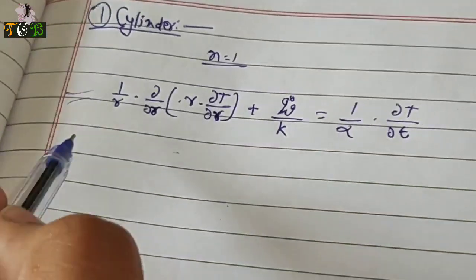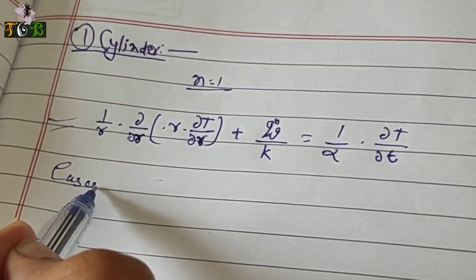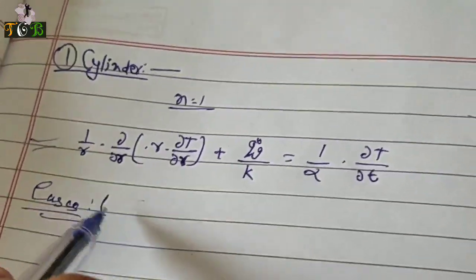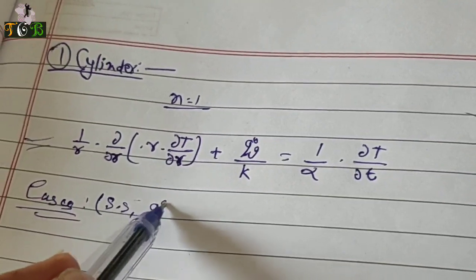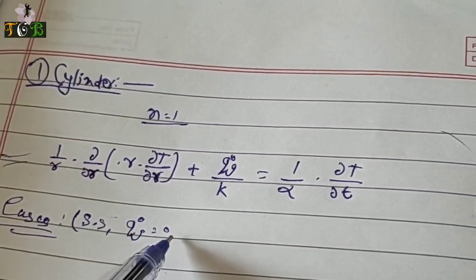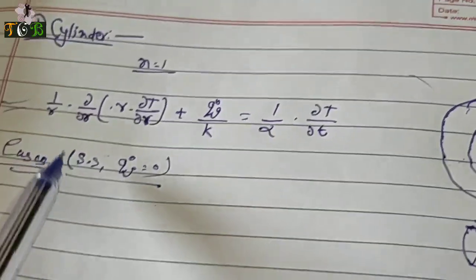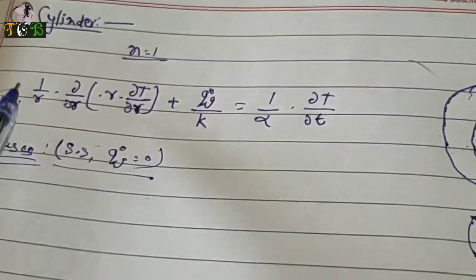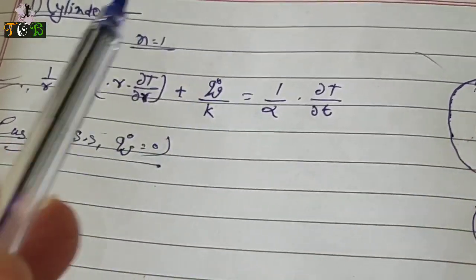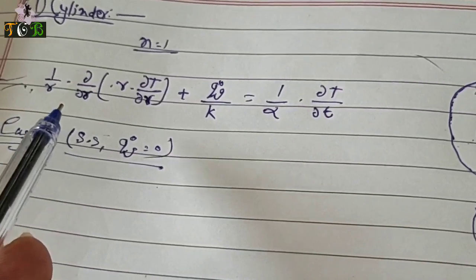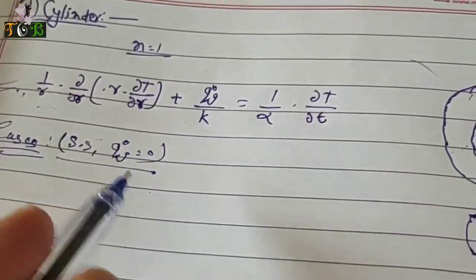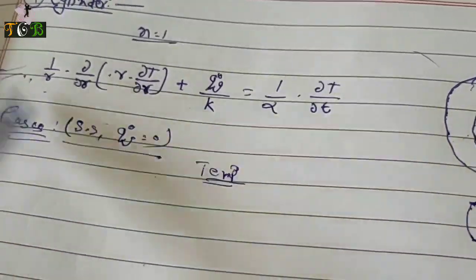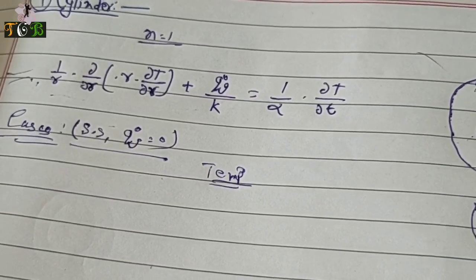Now we will take again the cases, and this time there is homework for you. If I give you the case of steady state and Q generation equal to 0, in this case you have to find the temperature profile. I hope that you will do it, because if you have seen our previous video, then you will be able to solve it and find the temperature profile. So just pause over here and try it yourself, and then I will show you.